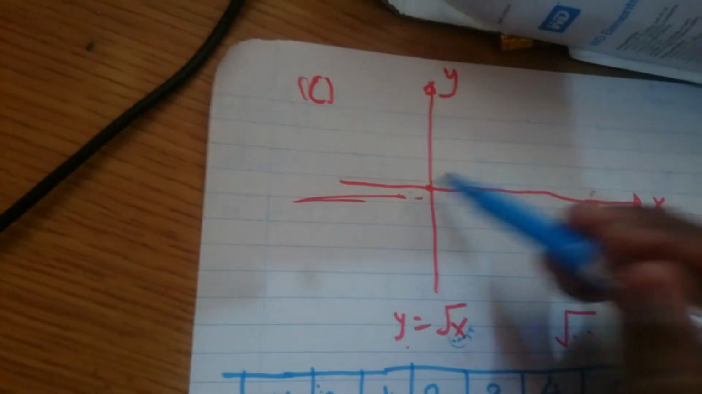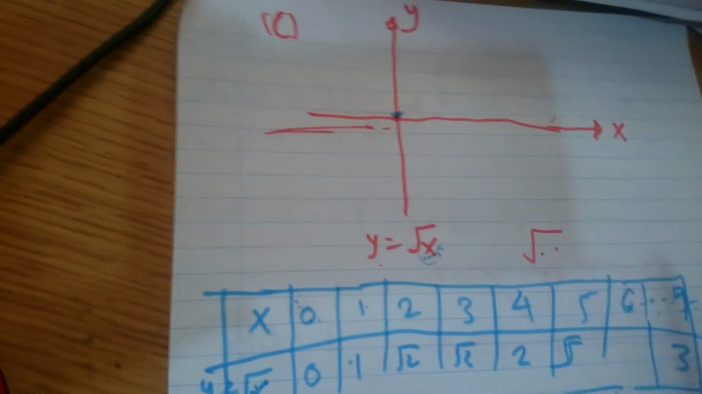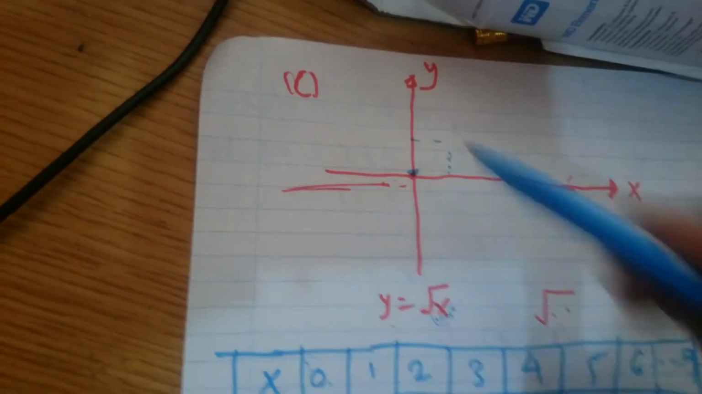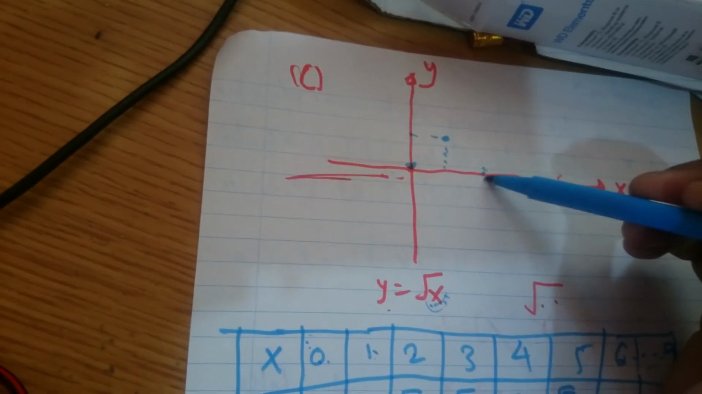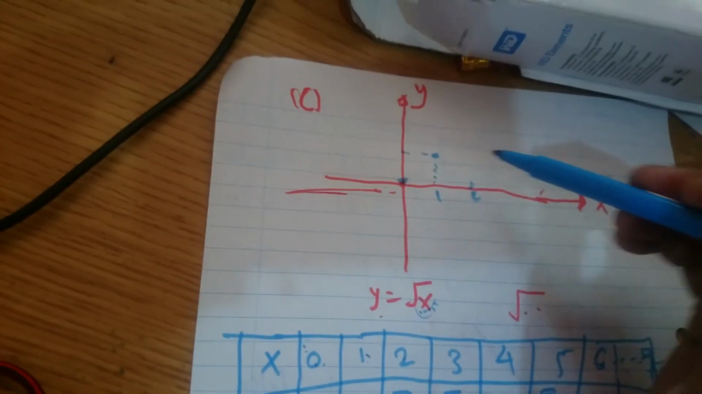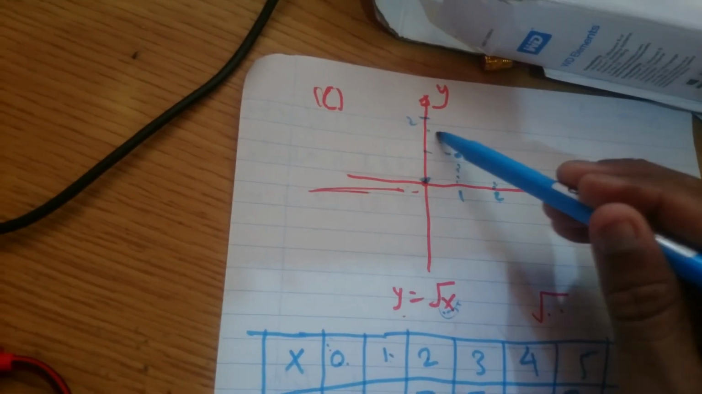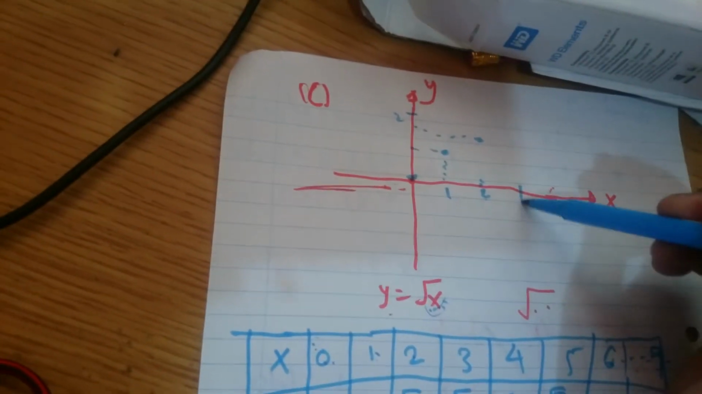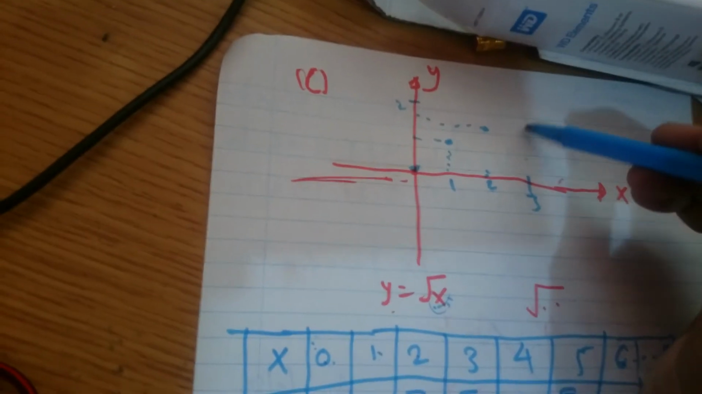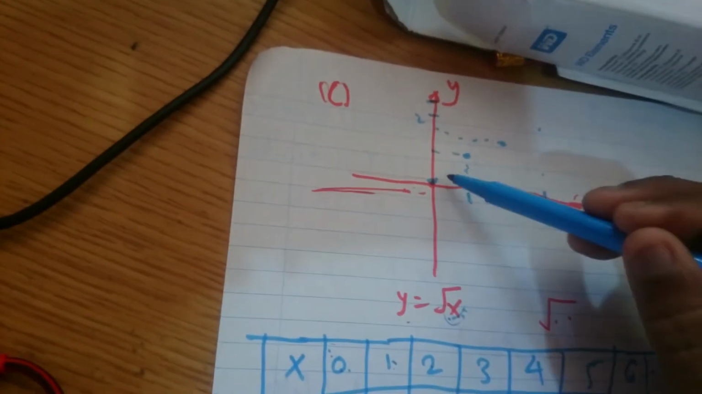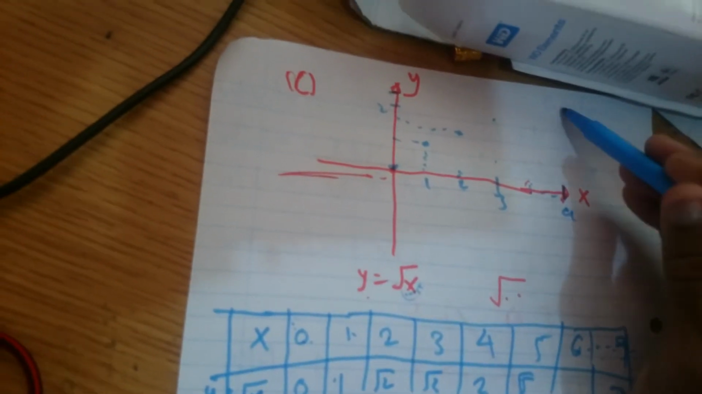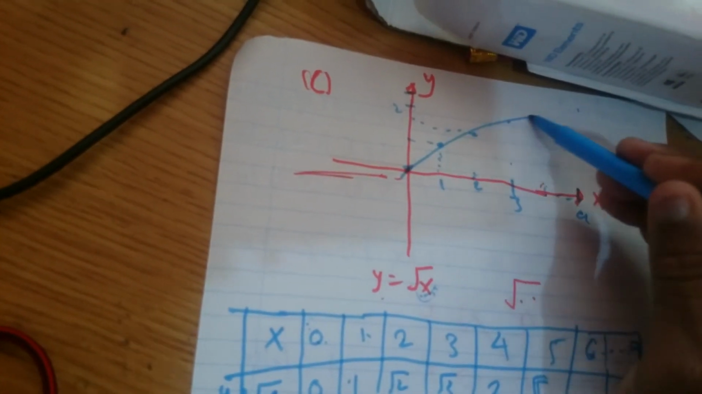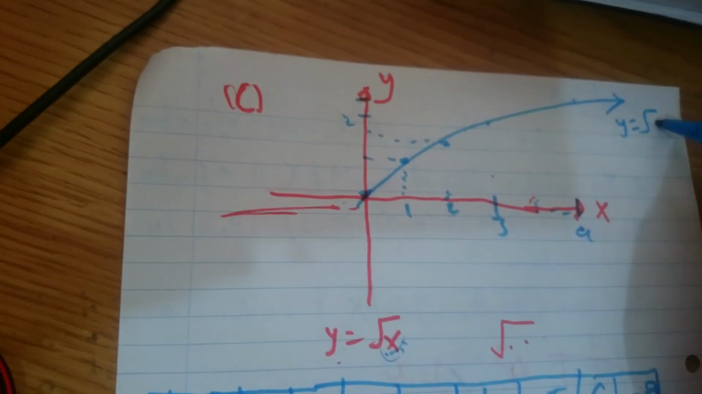When X is equal to 0, Y is 0. When X is equal to 1, the value of Y is going to be equal to 1 also. When X is equal to 2, it is going to be square root of 2, which is somewhere here. When X is equal to 3, it's going to be square root of 3, somewhere here before 3. And X equal to 4, etc. X equal to 9 is going to be equal to 3. So this graph is going to go like this. Okay, so that's a graph which is going to be Y equals square root of X.